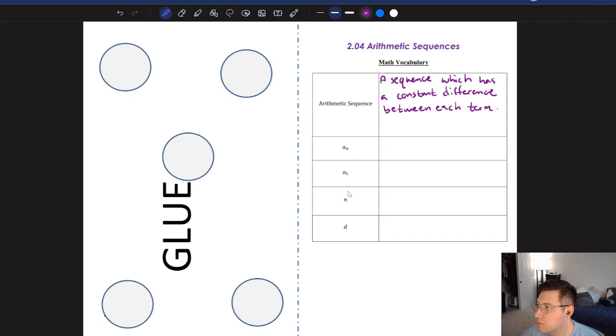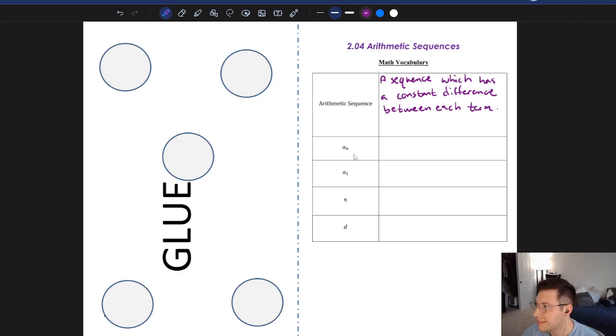And then we have some pieces here, a sub n, a sub 1, n, and d. And so again, the way that we're going to say these and read these, this is a sub n, a sub 1, n, and then d. And each of these have really, really specific names and parts that they play.